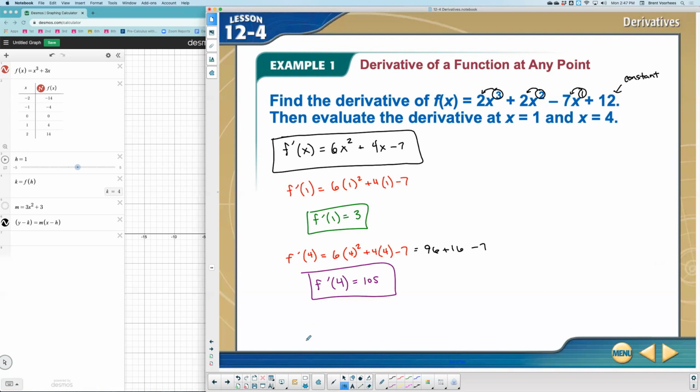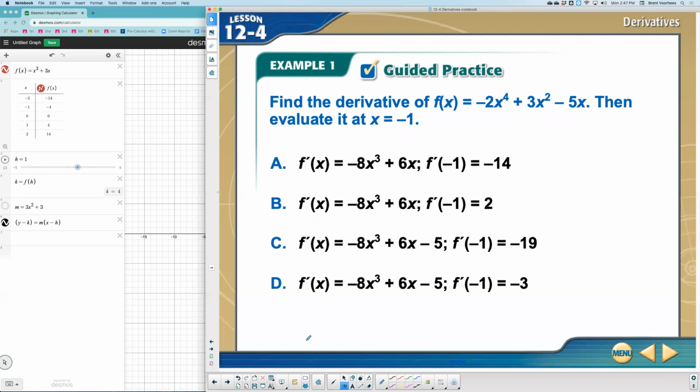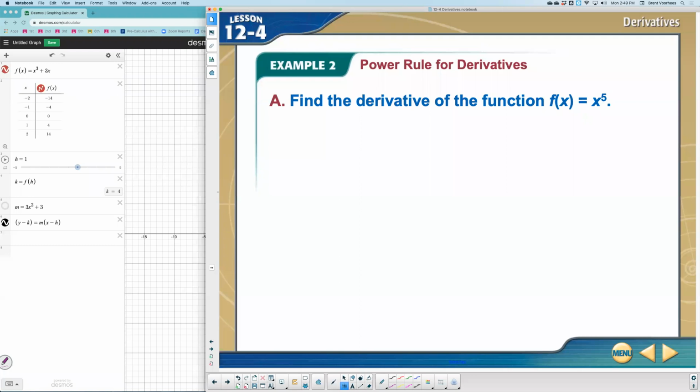Now, I'll give you one to try. And again, you could check all the stuff I was doing with the calculator earlier. Pause the video if you need more time. So here on example 2, we're going to do the same thing, but just slow it down a little bit so you can see it.